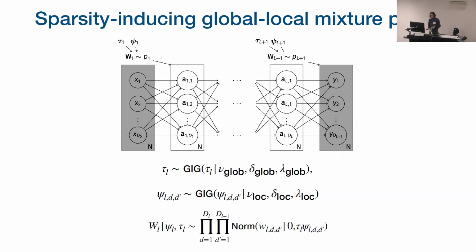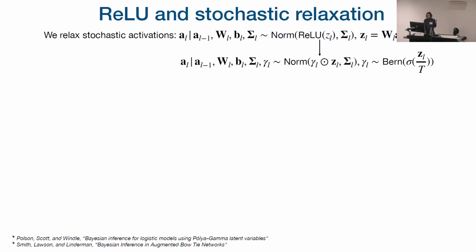So we defined the priors. Before coming to the computations, let me address the bow tie in the name of the work. This comes from the way the conditional distribution of the activations looks.